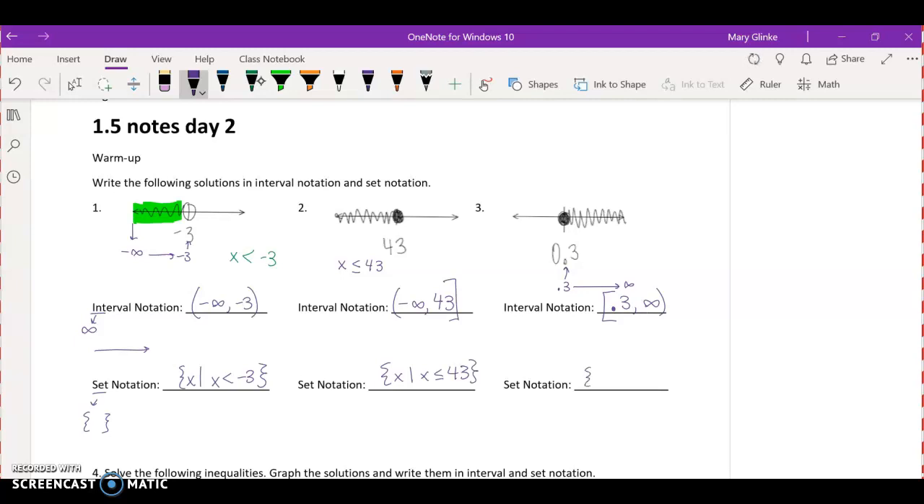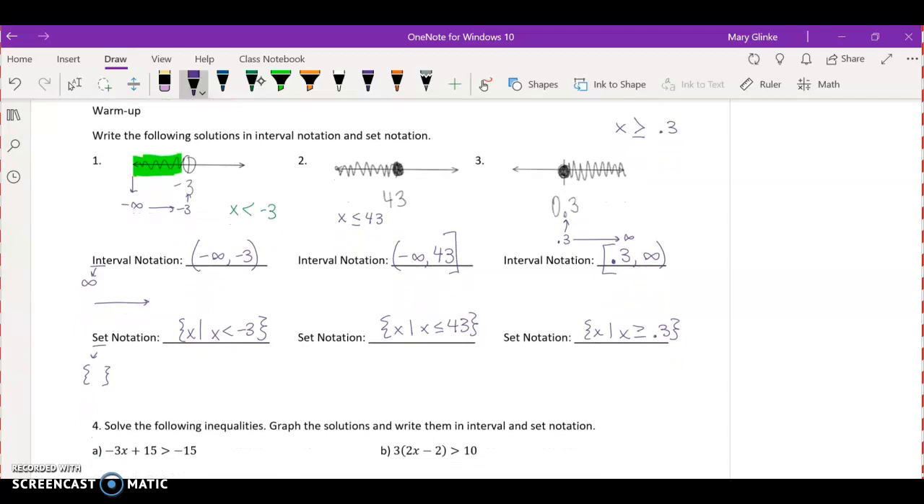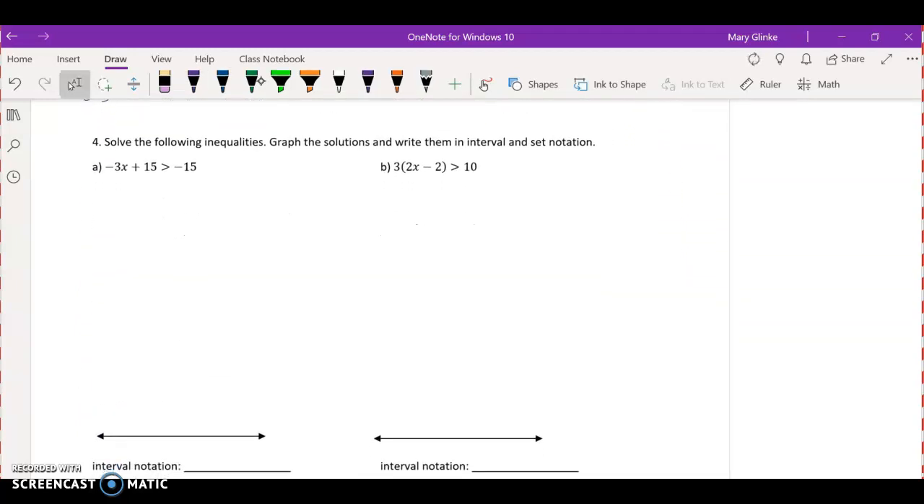For the last one, I'm going to go ahead and open up x such that. I'm comparing x to 0.3, but I shaded all of the numbers bigger than 0.3, but I also shaded in 0.3. So it's going to be x is greater than or equal to 0.3. So that's a reminder of the different notations. Today we're going to be focusing on more solving ones and then writing your answers in those different notations.